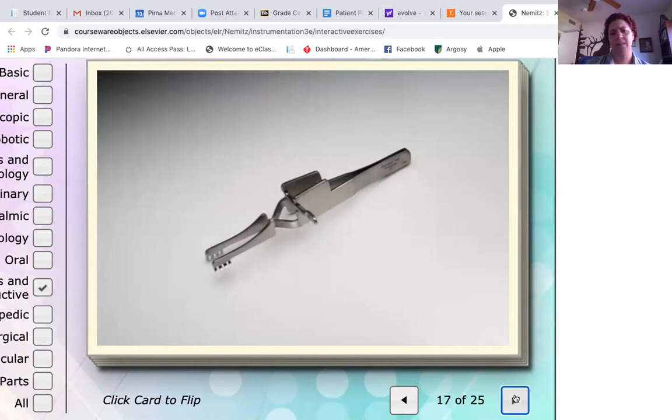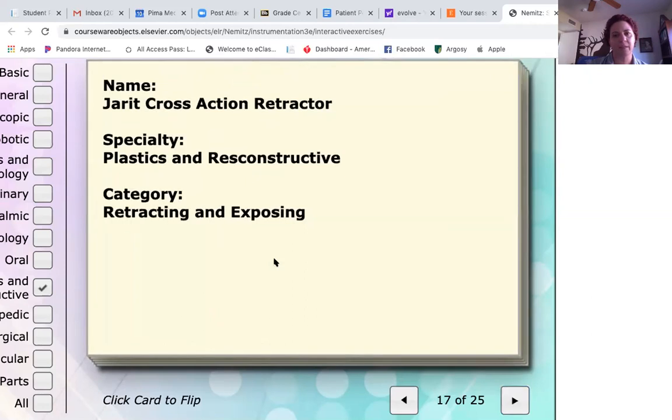Do you guys remember what this one is? Didn't we have this one before? Anybody remember? Going once, going twice. I thought we had it. This is called the Jarrett. Remember he went to Jarrett? We're going over something. I can't remember what.